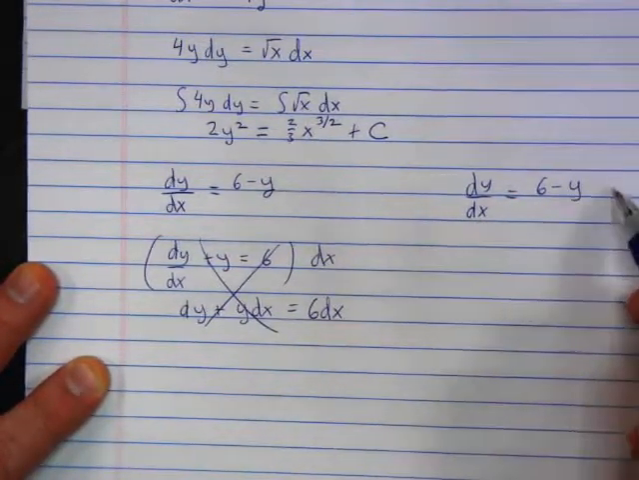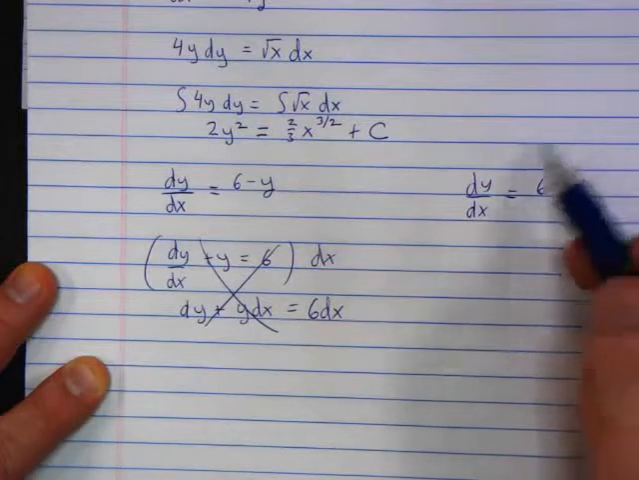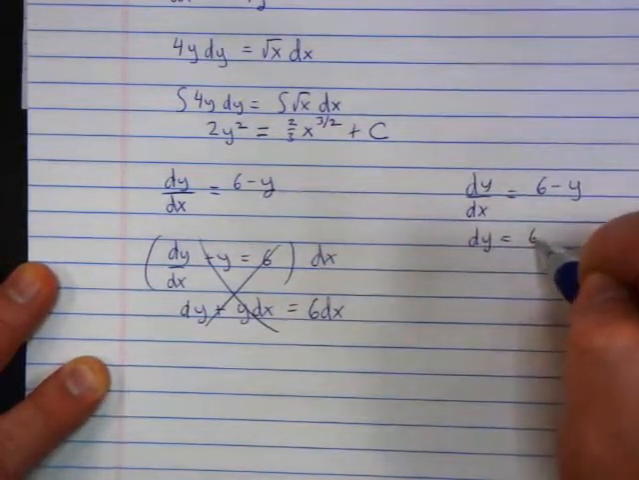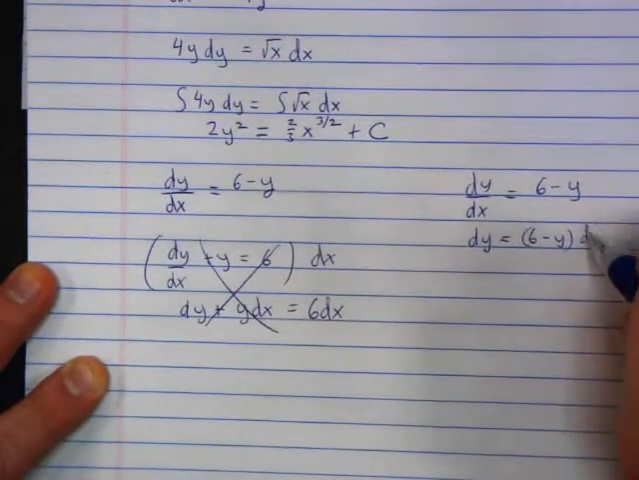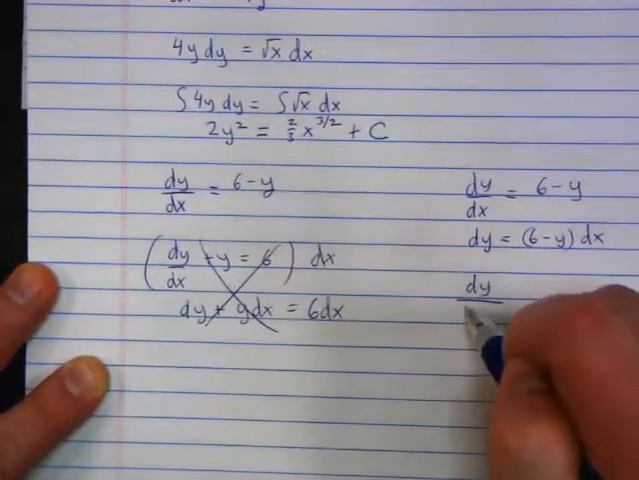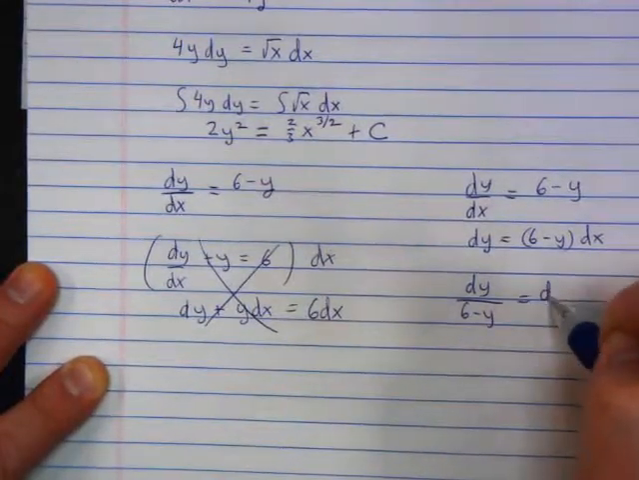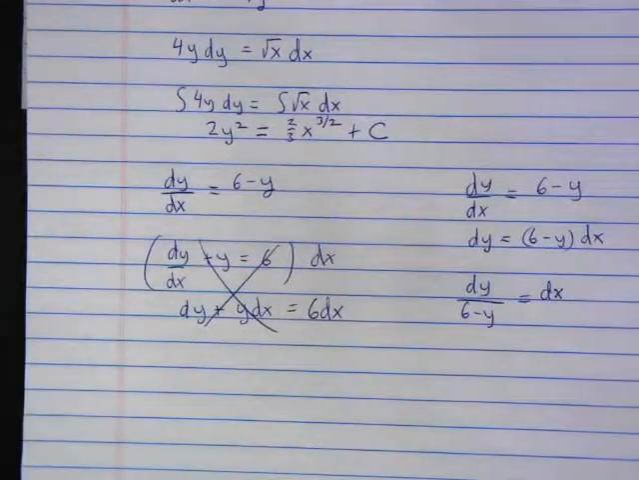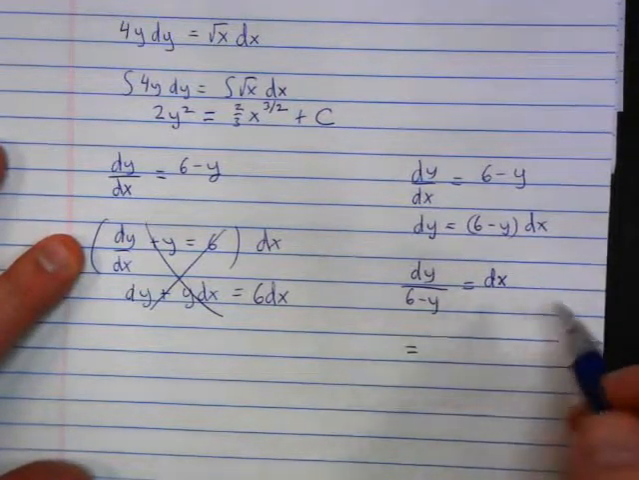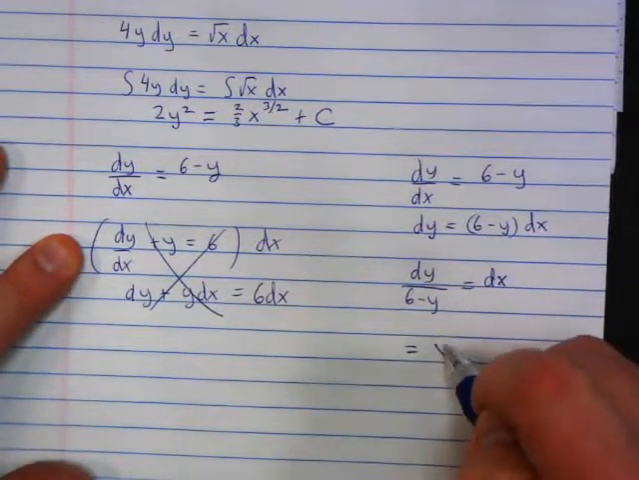Multiply by dx and then divide by the whole 6 minus y. That's correct. So dy is 6 minus y dx, and then we divide over. Quite often you have to divide by something that has a number and a letter in it, 6 minus y. Okay, integrate.